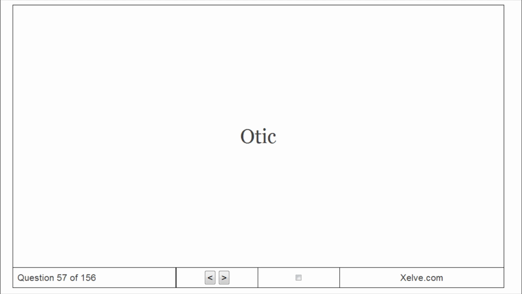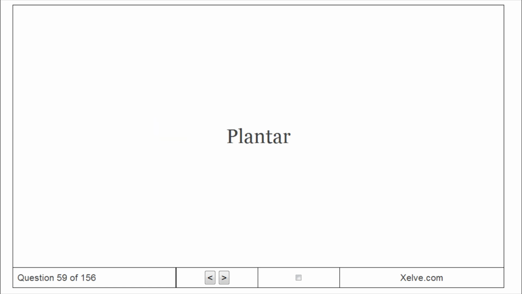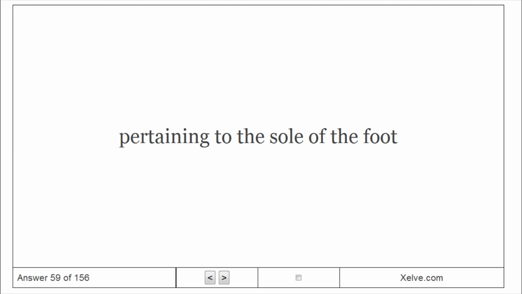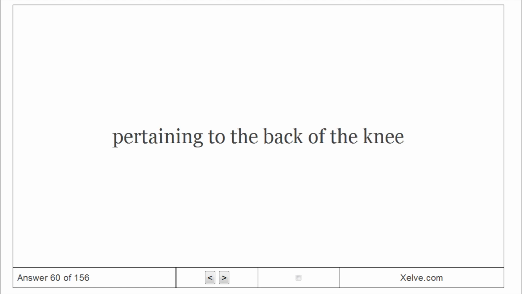Otic: pertaining to the ear. Perineal: pertaining to the region between the anus and external genitalia. Plantar: pertaining to the sole of the foot. Popliteal: pertaining to the back of the knee.